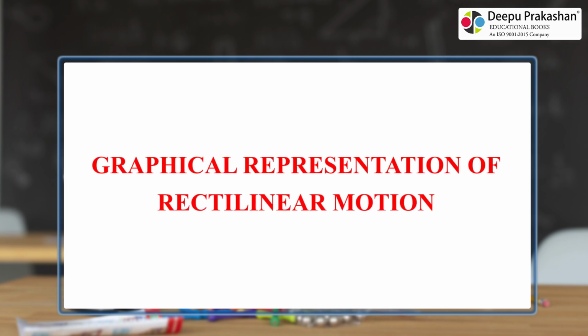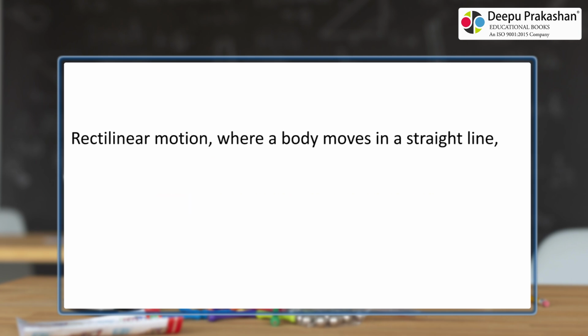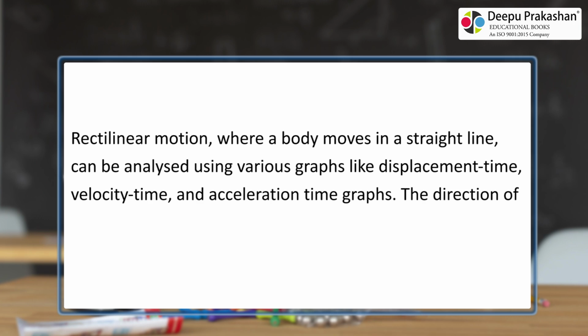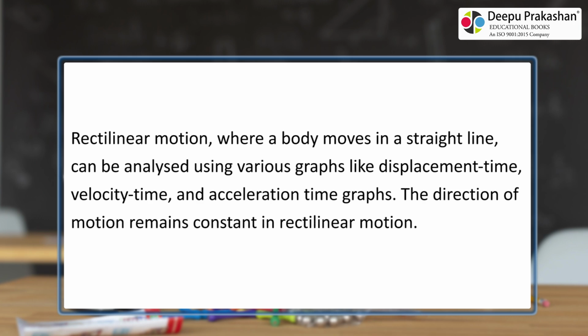Graphical representation of rectilinear motion. Rectilinear motion, where a body moves in a straight line, can be analyzed using various graphs like displacement-time, velocity-time, and acceleration-time graphs. The direction of motion remains constant in rectilinear motion.